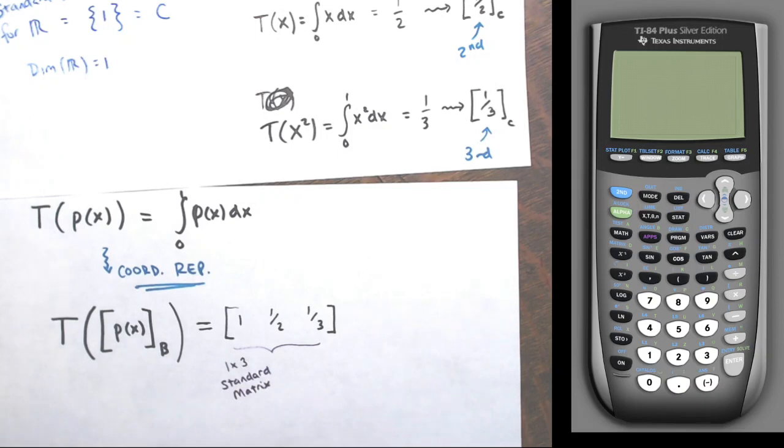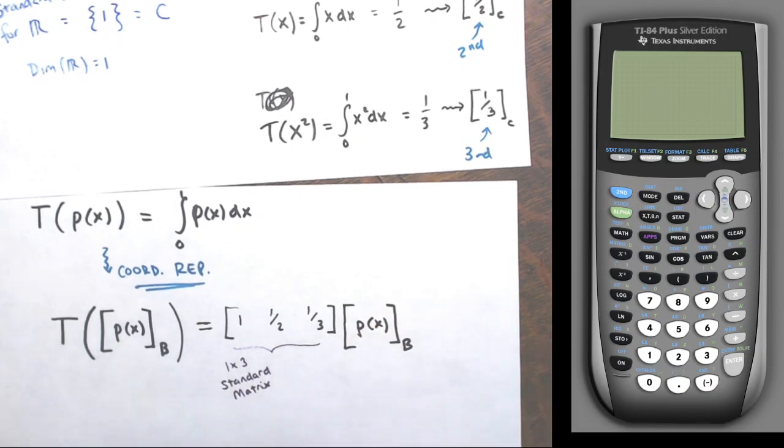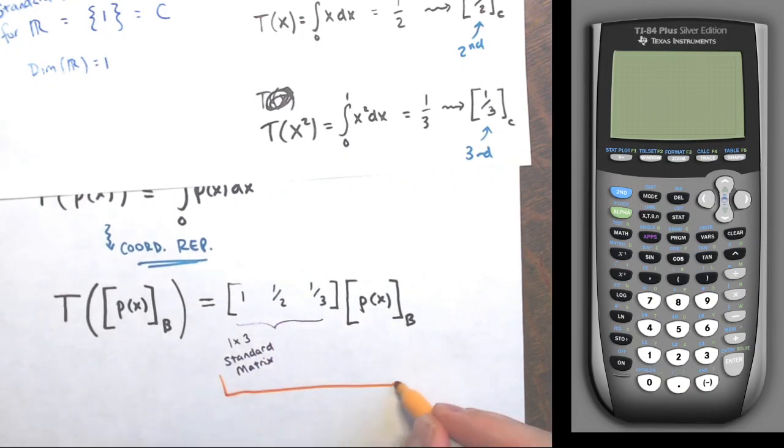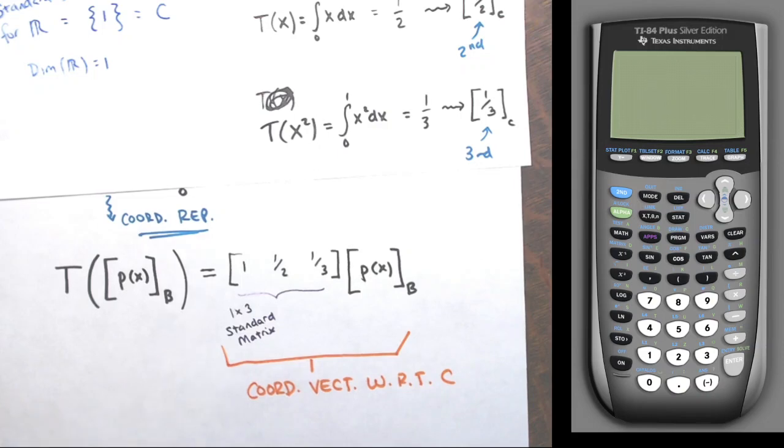And then this would be multiplied by that input vector, the coordinates of the polynomial with respect to basis B. And then this output, when you take this product, will give you a coordinate vector with respect to basis C, or relative to C. That's the coordinate vector with respect to C. All right, so let's test this out.